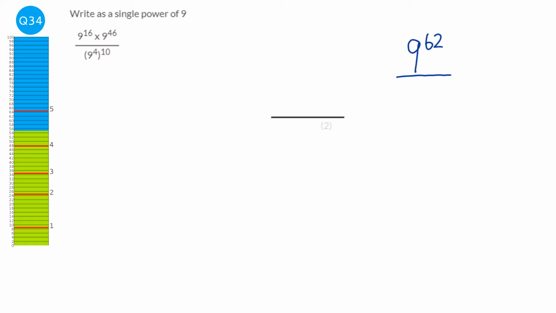And looking at the denominator, well, you've got a power inside and outside the bracket. Whenever you have that, you can just multiply them. So it'd be 9 to the power of 40. Now, whenever you've got a division between two powers of the same base, which we have here, it's 9 to the power of 62 divided by 9 to the power of 40, we just take away the indices. So it'd be 62 take away 40, which will be 9 to the power of 22. So our answer is 9 to the power of 22.